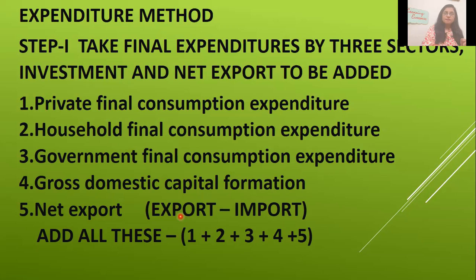When we sell, we get receipts. When we buy, we pay. So receipts minus payment is net export. Now the first step will be that we have to add all these five: private final consumption expenditure, household final consumption expenditure, government final consumption expenditure, gross domestic capital formation, and net export. If one of the components is not given, then don't get confused. You just add the rest of the components. Okay, so five components are there in the first step.